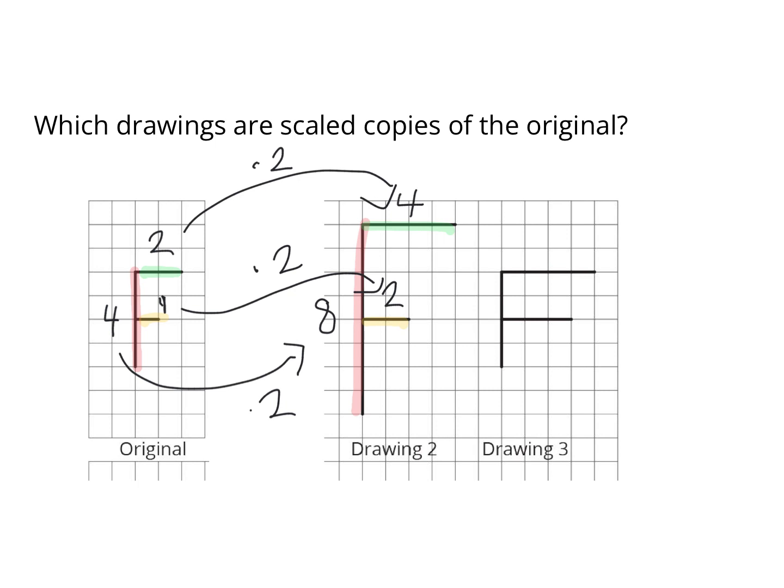If we checked for drawing 3, we could see right away that that is not true, because this side, our red side, on both of them is 4, but the green side here went from 2 to 4 as well. So they were not multiplied by the same number, and so drawing 3 is not a scaled copy.